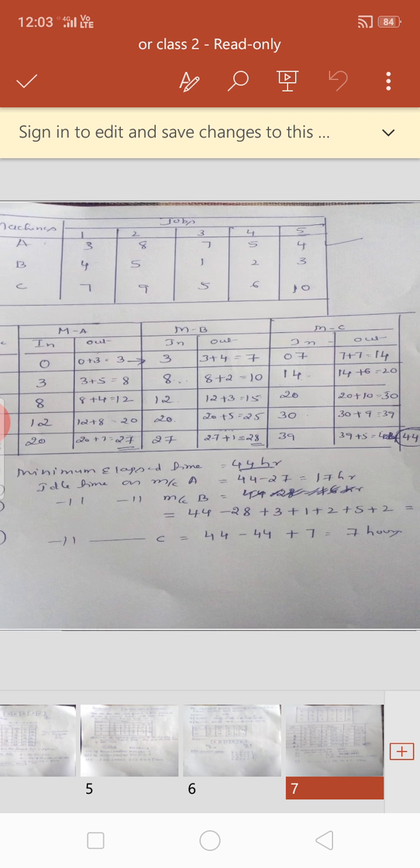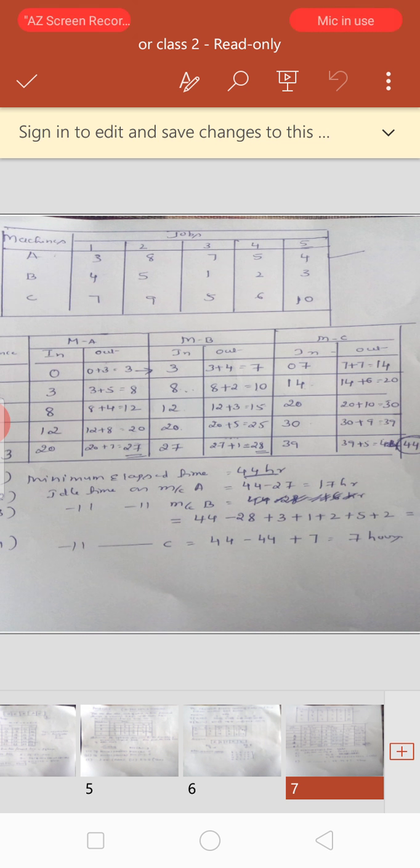Total minimum elapsed time is what? A total of 44 hours is required to perform all the jobs on machines 1, 2, 3. That's why 44 is called the minimum elapsed time or total run time of the machines. This is the second question they asked in the problem.